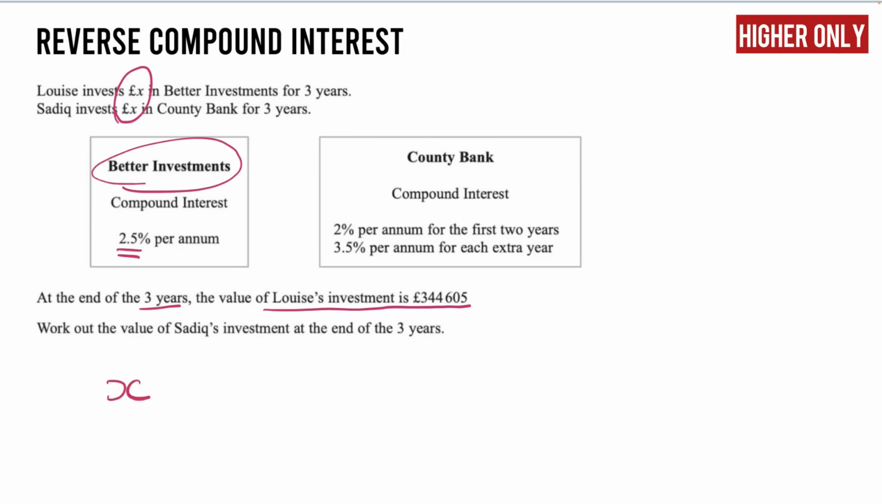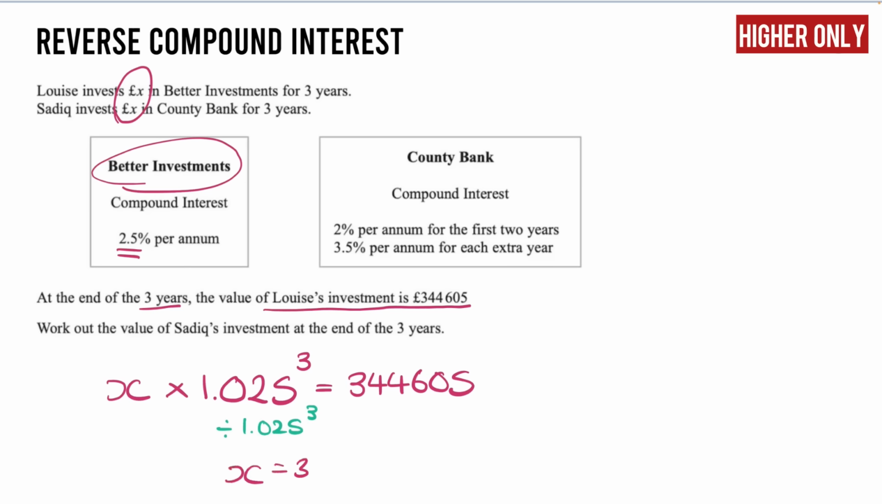So Louise invests into better investments, offering 2.5% per annum. So we would take her amount of money, multiply that by our multiplier, which for 2.5% is 1.025. As it's 3 years, that would have been to the power of 3, and it tells us the answer is 344,605. We can divide by this multiplier to reverse that calculation, and if we do that division, we get x is equal to 320,000. That means that both of these people in this particular question invested £320,000.